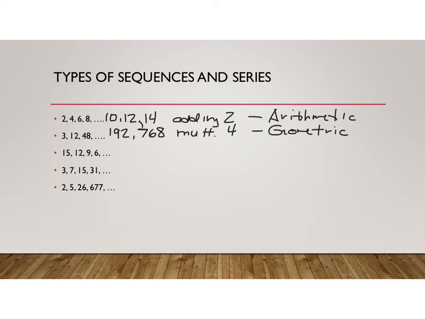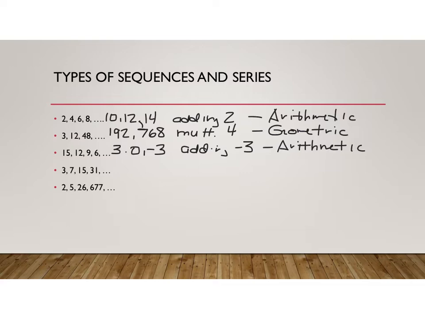The next sequence, we've got 15, 12, 9, 6. As you can see, they're going down by 3. So your next terms would be 3, 0, negative 3. And we're just going to stick with adding instead of saying subtract. So basically what we're doing is adding a negative 3 to this. This would still be arithmetic. So anytime you're adding something to each term, it's an arithmetic sequence.